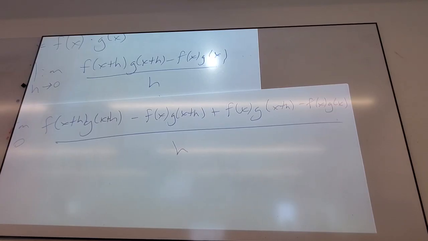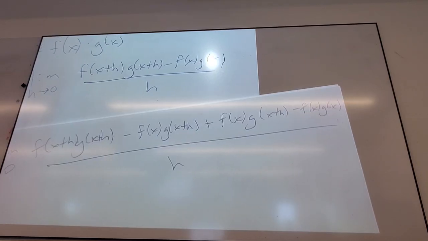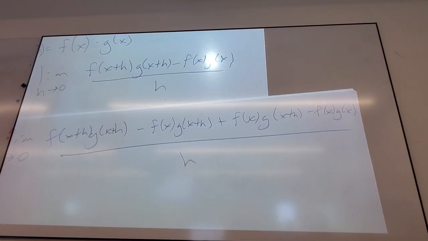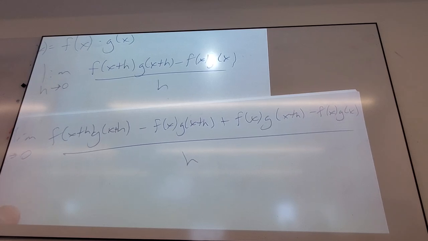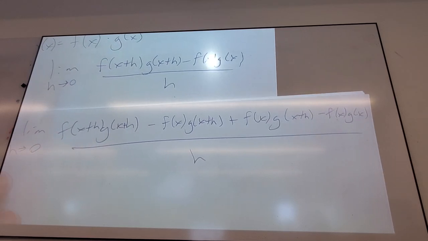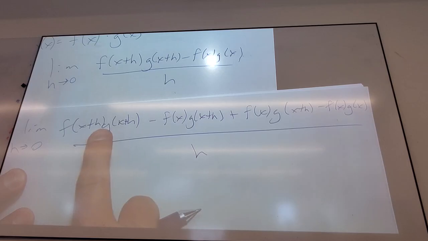So I added 0. Doesn't that seem stupid? Good job, Jeff, you put more stuff in there. But what can I take out of these two?